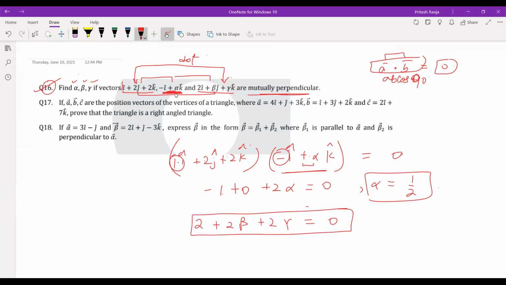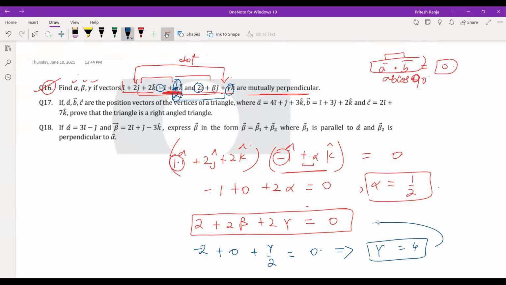One more equation we need. So let us say I take the dot product between them. Right? Alpha we have got. We have got alpha as 1 by 2. Let us put it here and take the dot. So minus 1 into 2, that is minus 2. And then there is no term with j again. So that will be 0. But with k, yes, we have the term 1 by 2 into gamma. So plus gamma by 2 equals to 0. So we will solve this and we get the value of gamma as 4. And we put this gamma here, we will get beta, and then we will find alpha, beta, and gamma. Very simple this is.